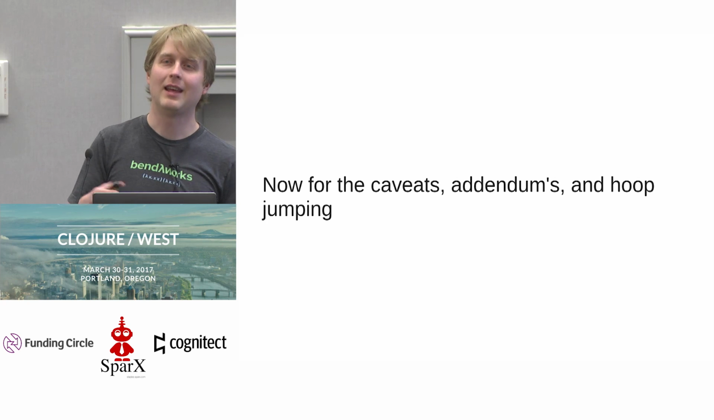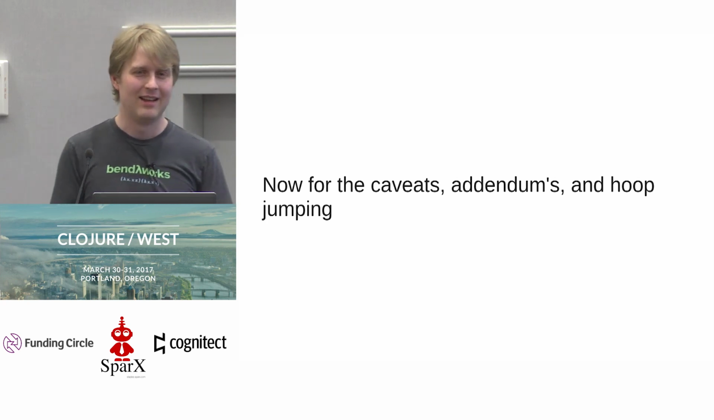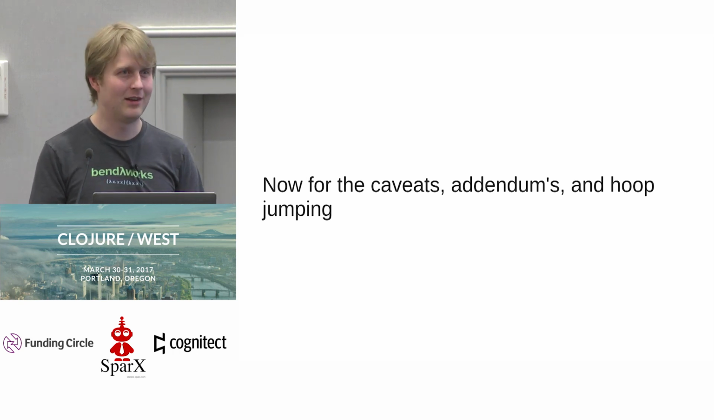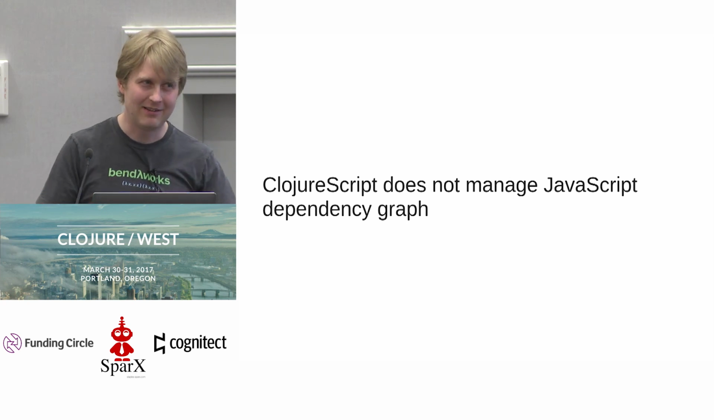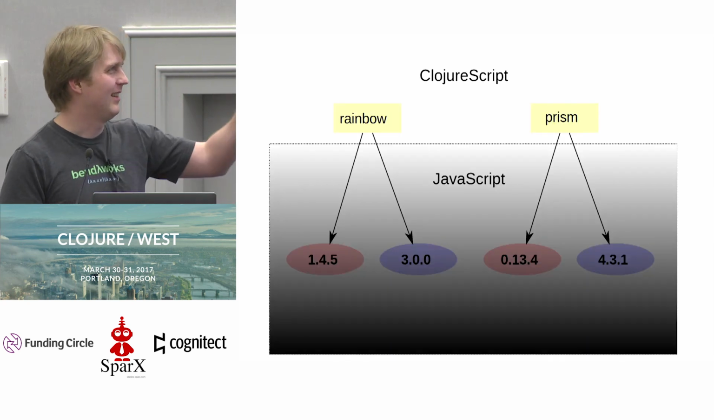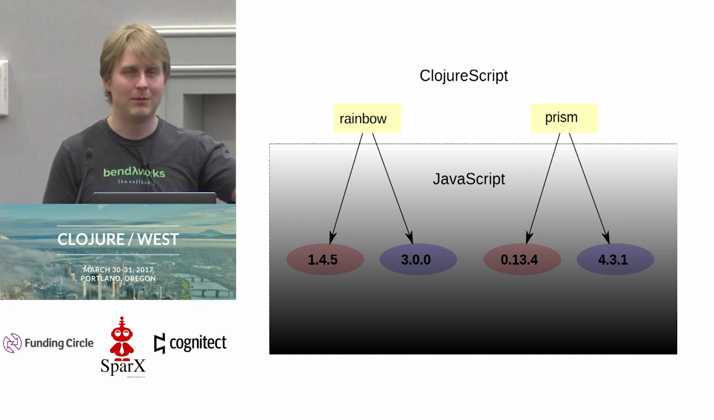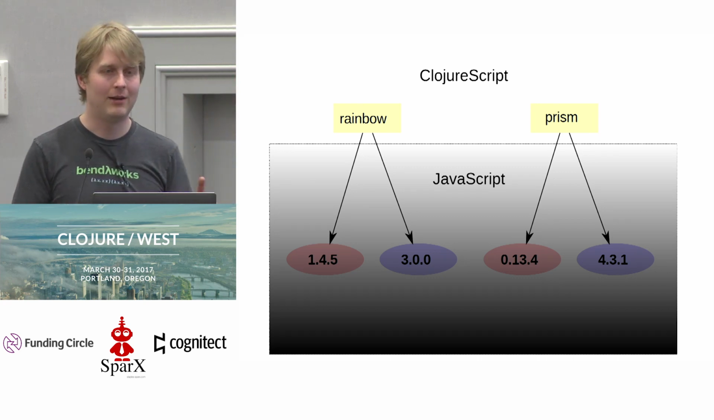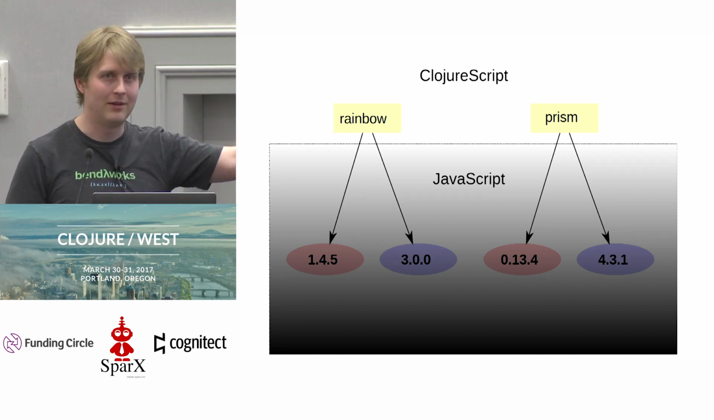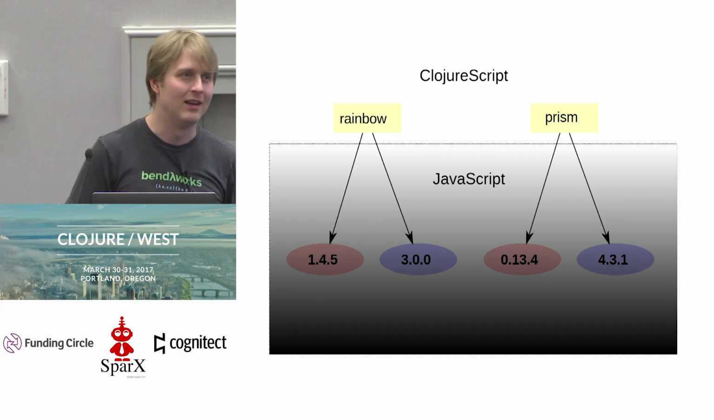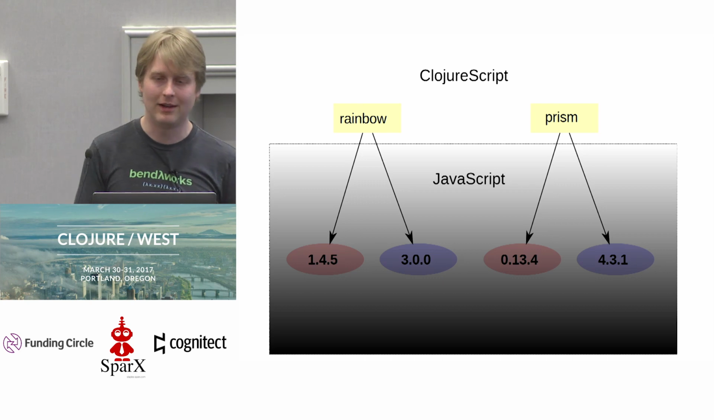And now for all the caveats, addendums, and little hoop jumping that we get to go through, because this is an alpha feature, so there are going to be many sharp edges. ClojureScript does not manage the JavaScript dependency graph at all. So yes, ClojureScript can track ClojureScript libraries like Rainbow and Prism and manage their version conflicts just fine, but there's this shadowy netherworld of the JavaScript dependencies that they're trying to use, and ClojureScript cannot track or manage those version conflicts at all.